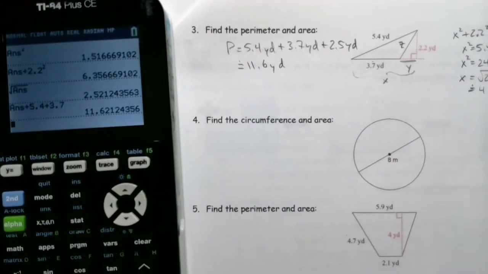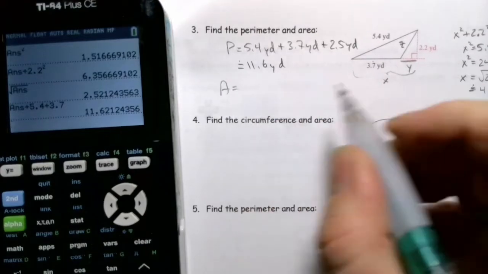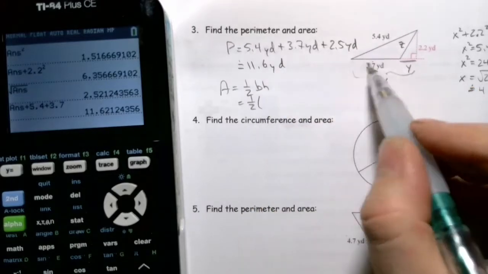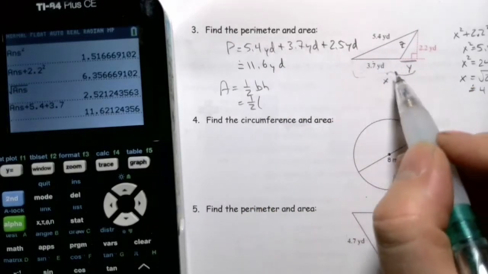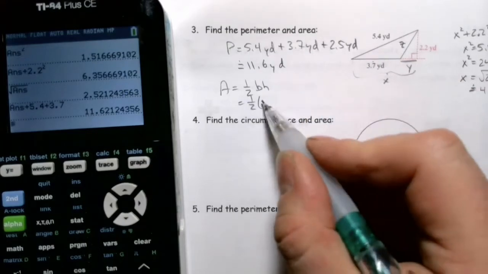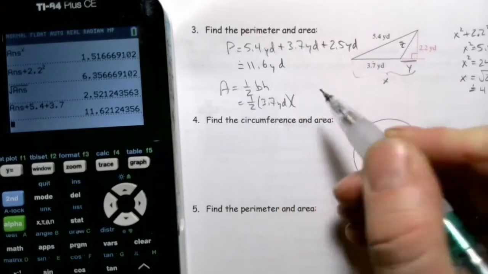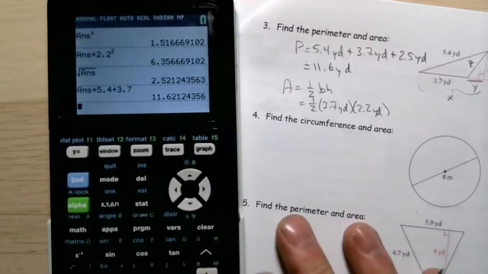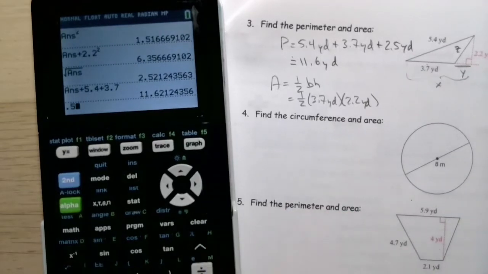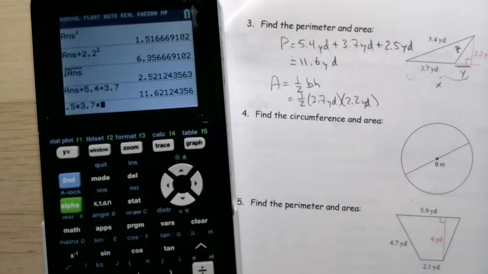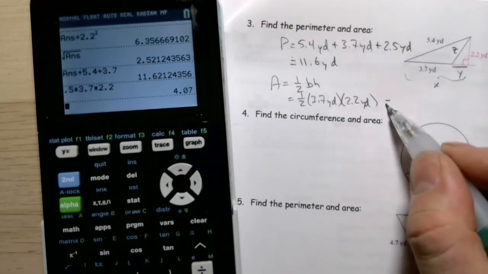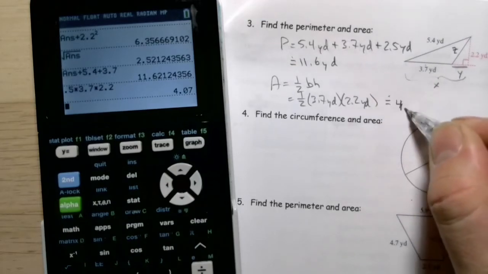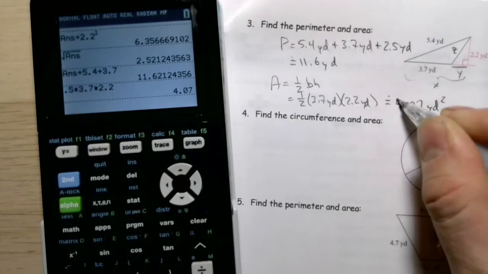Now the area is going to be a little bit easier to figure out. Because this is a triangle, the area is simply one half base times height. In this particular case, I know the base of the triangle. It's not this large one, x. It's the line 3.7 here. So 3.7 yards, and my height is 2.2 yards. Now I can just multiply that out. I don't need to worry about anything else here. So 0.5, one half, times 3.7 multiplied by 2.2, and we get approximately 4.07 yards squared.